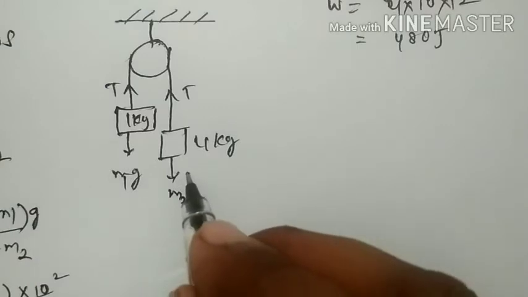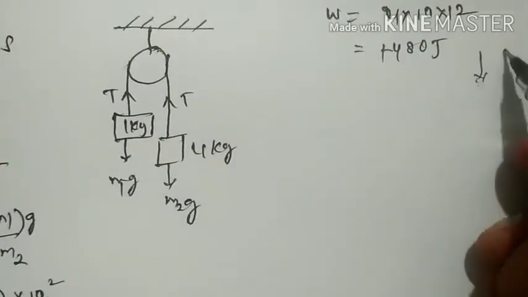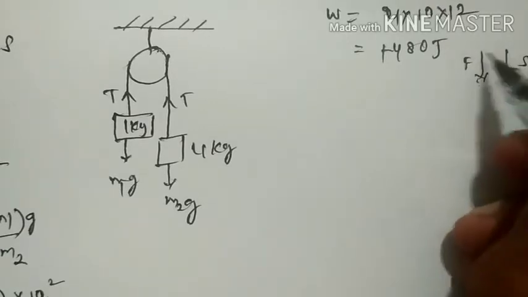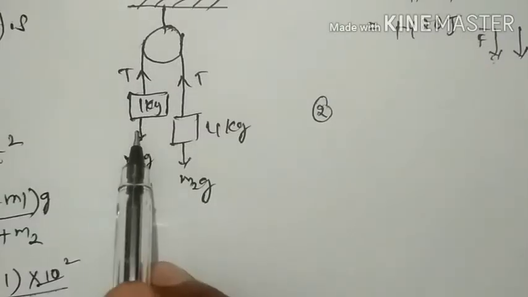So if you observe, the work done is positive, because force and displacement are in the same direction. So this is the first question in the comprehension. Second question is, what is the work done by the gravitational force on the 1 kg block?